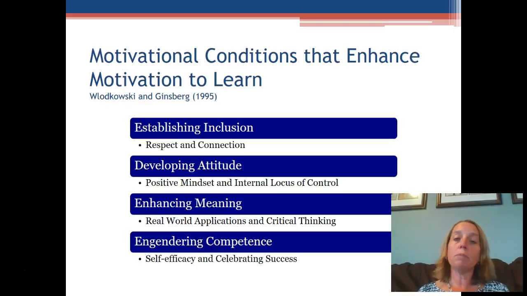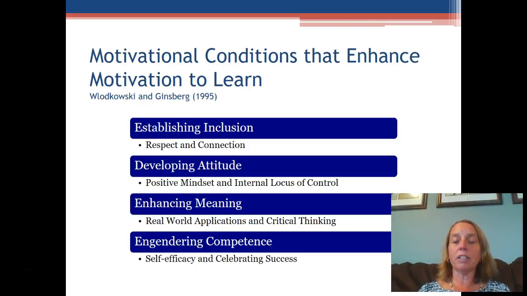We also want to help them develop attitudes, positive ones, of course. And this really speaks to the power of mindset. We need to know how important that really is to our work. Students need to think that they can be successful in this class, and they also need to focus on things that are within their control. That's that internal locus of control that's mentioned there.